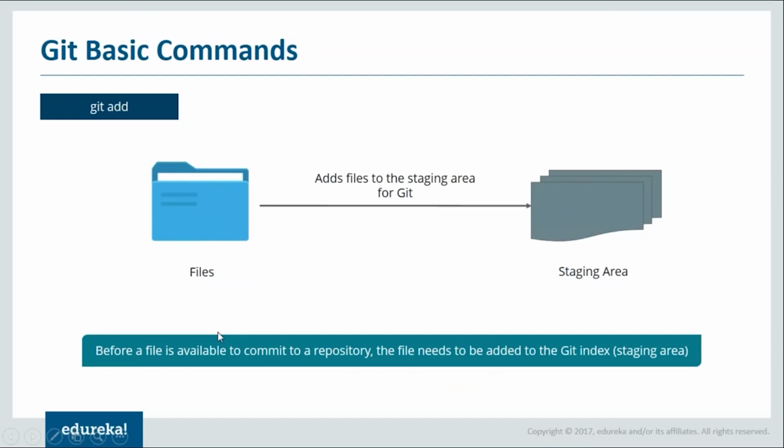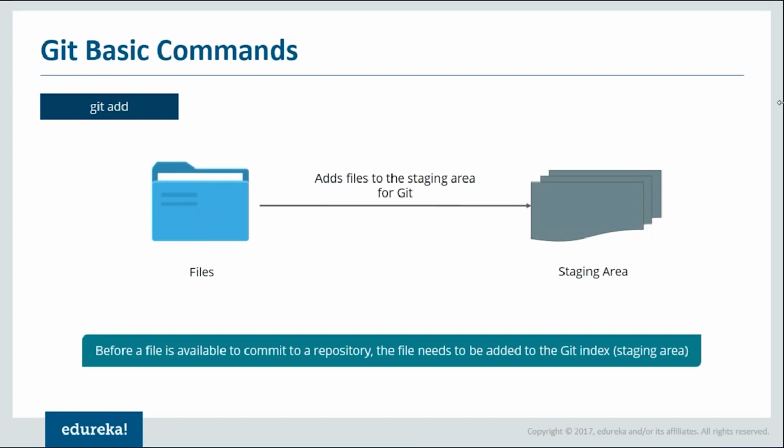Let's talk about git add now. So git add basically adds files to the staging area for Git. Now Git doesn't track each and every modified file. So whenever you do the commit operation, Git looks for the files present in the staging area. Only those files present in the staging area are considered for commit and not all the modified files.